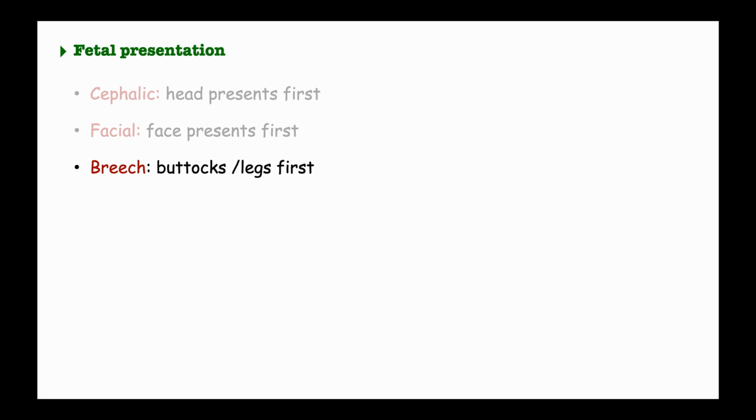The next one is the fetal presentation. When we say fetal presentation, we are talking about the part of the fetus which is being delivered first. And so we have the cephalic, in which the head presents first. We have the face, in which the face of the fetus presents, as well as breech, in which the buttocks or legs of the fetus present. Now we have different types of breech.